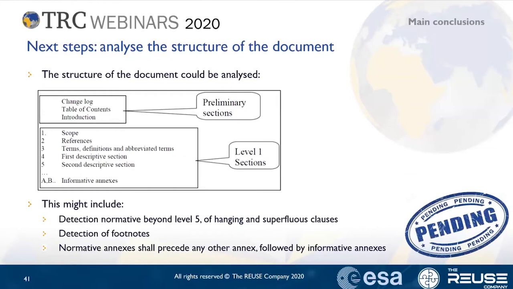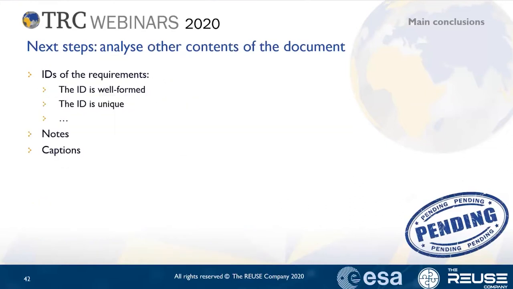This will not only analyze that the structure is according to this picture, but also some other rules, like detection of normative content that cannot go beyond level 5, or detection of footnotes, or detection of the normative annexes that shall always precede any other annex and have to be followed by informative annexes. So this kind of rules is not implemented in the current version of the library, but will be implemented in the coming versions, right?